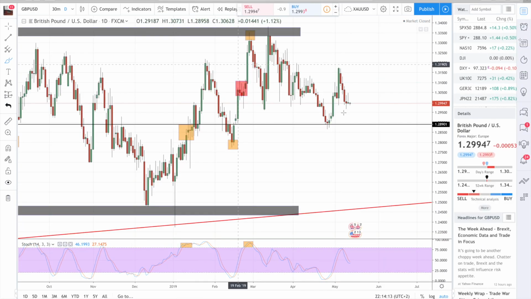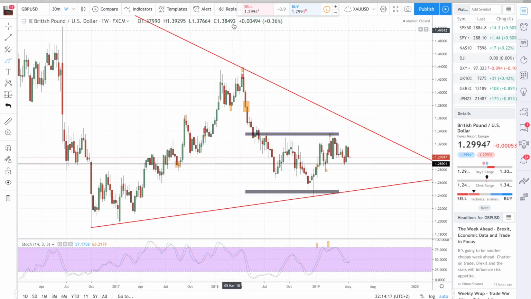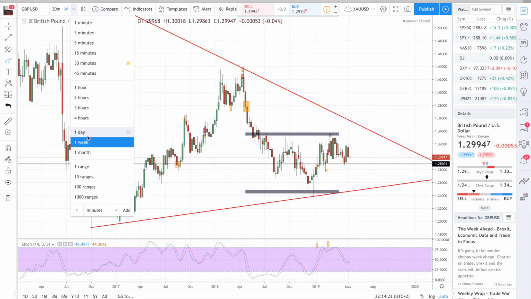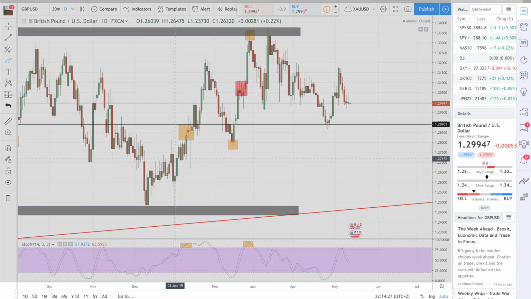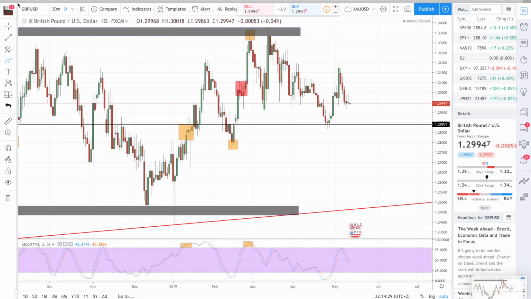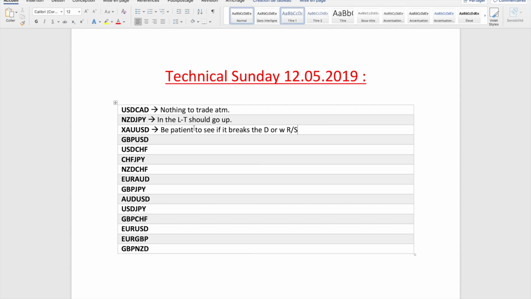Then GBP USD, also nothing. If we go into weekly, as you can see, bearish, bullish, getting rejected, but nothing to trade. I mean, this is trading. You need to be patient. Sometimes there is nothing to trade. During the week, we will have opportunities, but once it reaches that support, then we can buy easily. Of course, we need to have the correlation. So also nothing with GBP.